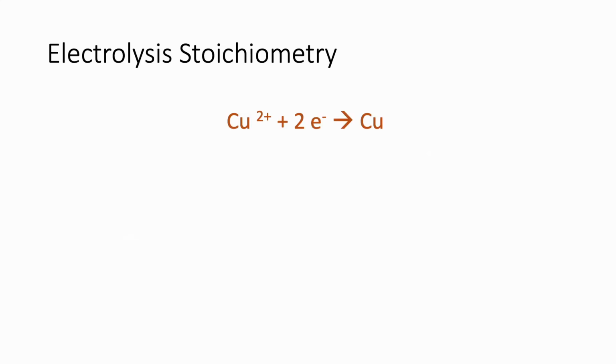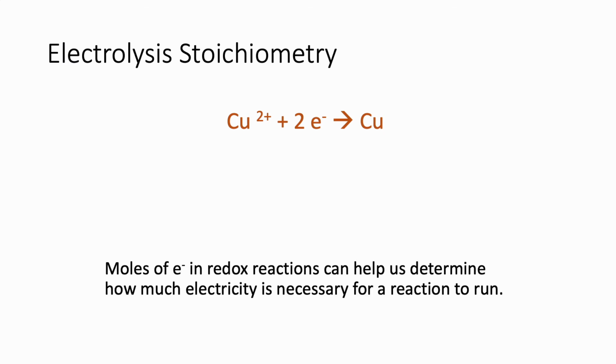So for the last part of this video, we're going to talk about the stoichiometry of running electrolysis. And really, understanding stoichiometry means thinking about the half reactions that are taking place as you run the electrolytic process. You'll notice that all of these half reactions have an exchange of electrons, and that ends up being very important because it tells us how much electricity we need to run our reaction.